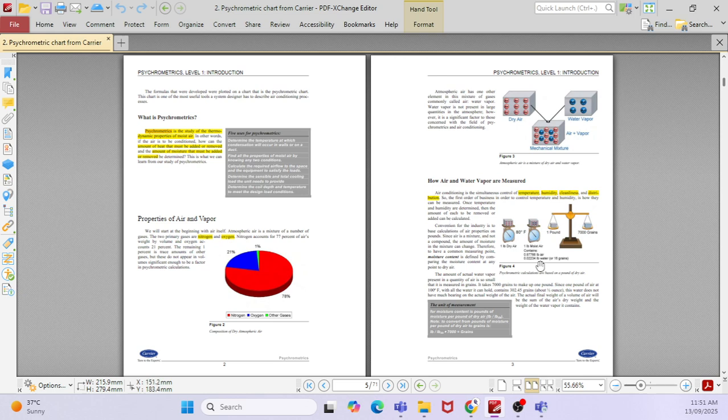You should know what grains are and what pounds are, so that understanding we are going to get. You can also read about how water vapor and air are measured based on the temperature, the humidity, cleanness and distribution. So try to read and do some assignments on each and every topic.